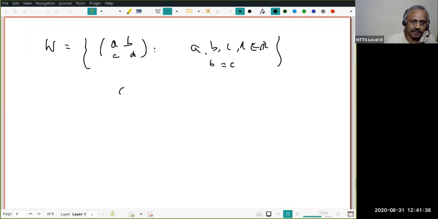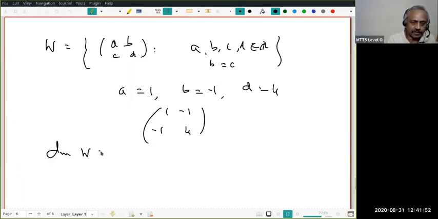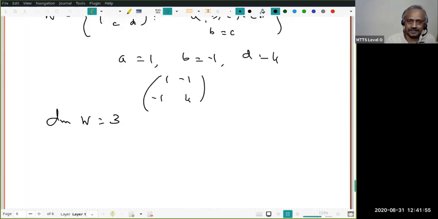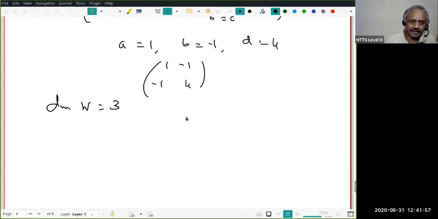You understand? A equal to, let us say, 1, B equal to -1, D equal to 4, then I know how to write the matrix. 1, -1, this must be -1 and 4. That's a symmetric matrix. You understand? Therefore, what do I guess? Dimension of W must be 3. You understand this? Yeah? Now, how do I find a basis of W?